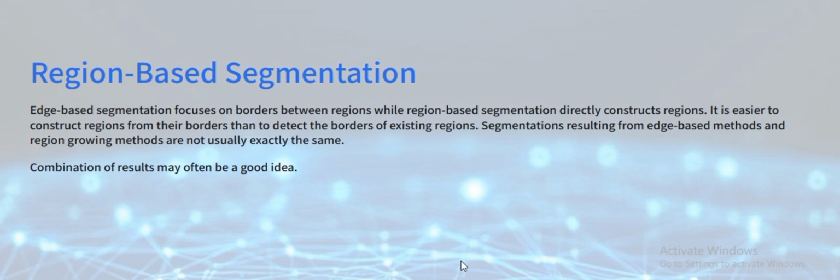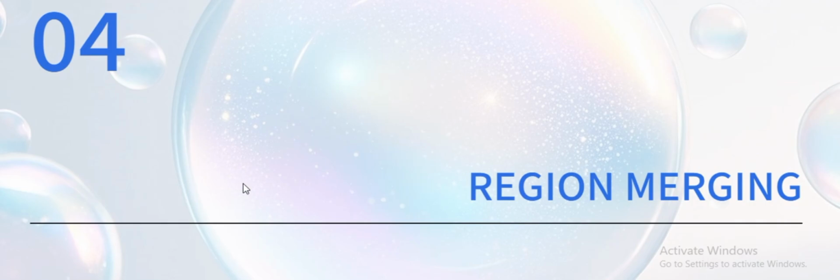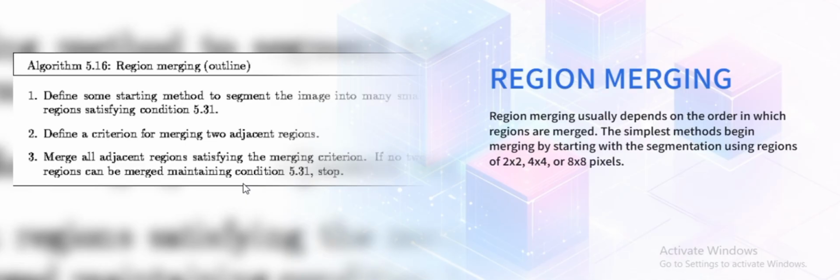So we can use a combination of region based and edge based methods in order to get a proper image, right? Next is about region merging. It usually depends on the order in which the regions are merged. So now we have segmented the image, we are using certain algorithms in order to merge the regions.